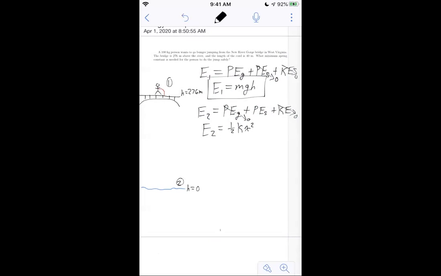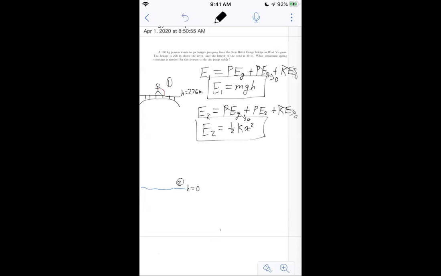So we've got E1 and E2. So those are our expressions. Now, when we go to actually figure this out, we've got 2 different distances involved, right? We've got the height, but then we've also got x, which is how much the spring is stretched at point 2. So we'll have to make sure and probably make in our drawing an indication of where x fits in.